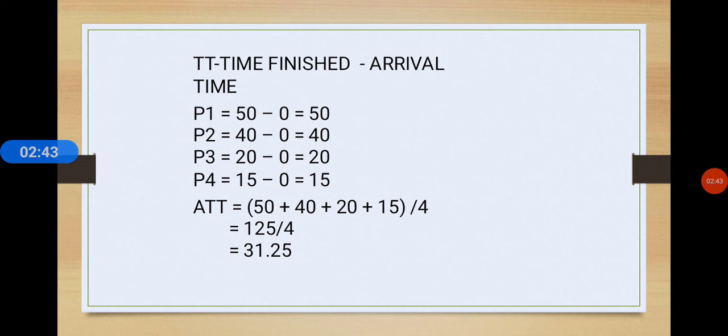To get the average turnaround time, we are going to add the answers on P1, P2, P3, and P4 and then divide it by 4. So we have 125 divided by 4 is equal to 31.25.